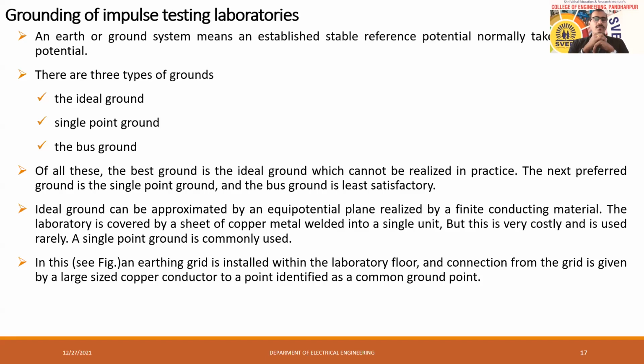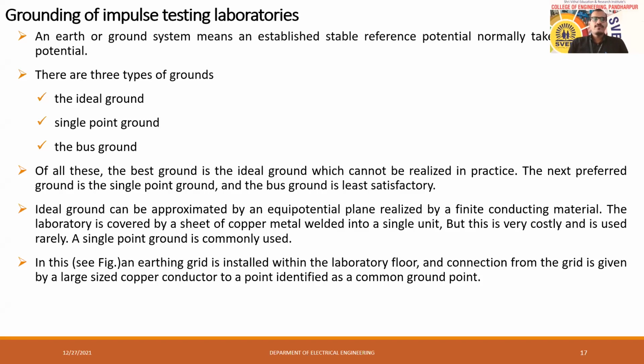So in the ideal ground, what will happen? We provide some finite conducting materials, such as copper sheets or welding units, and if you are thinking about copper for the earthing, it will have a little bit of maximum cost. Commonly we can say the ideal ground has copper metal that is welded into a single unit and given to the earth. Basically, if we talk about normal or ordinary things, then single point grounding is mostly preferred.